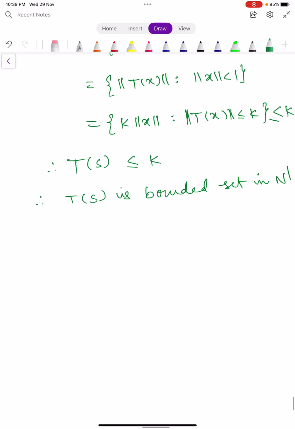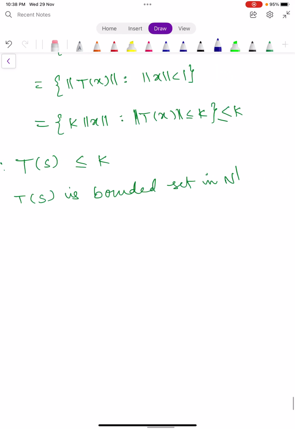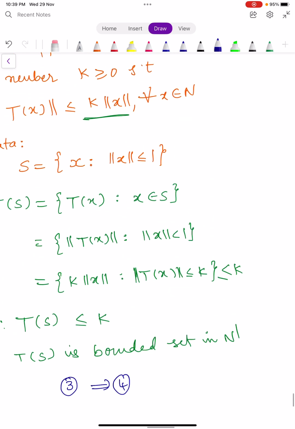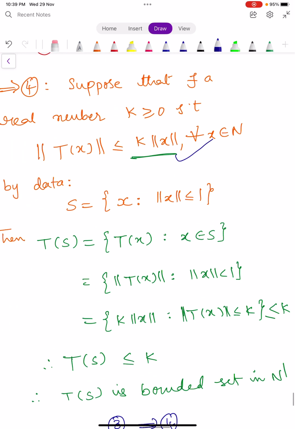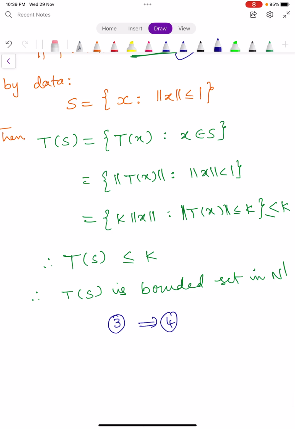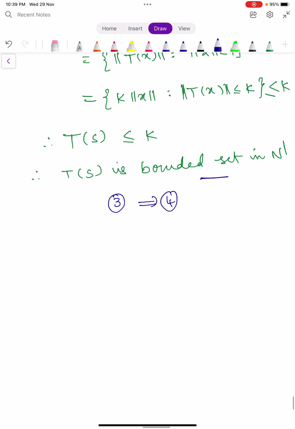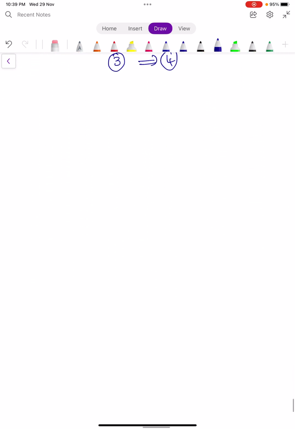T of S is bounded set in N dash. This condition proves 3 implies 4. So we assume that capital T is bounded, and we prove that T of S is bounded. Next we are going to prove 4 implies 3. We have to show that 4 implies 3.